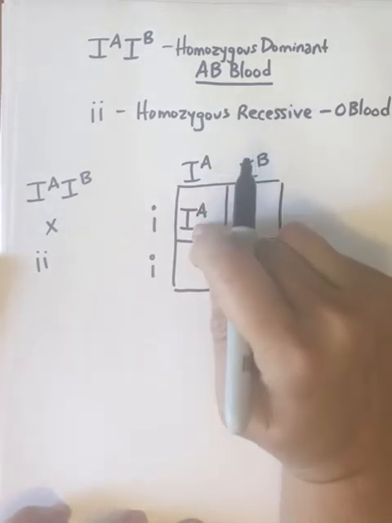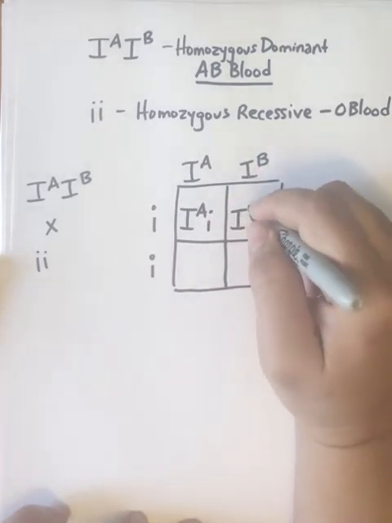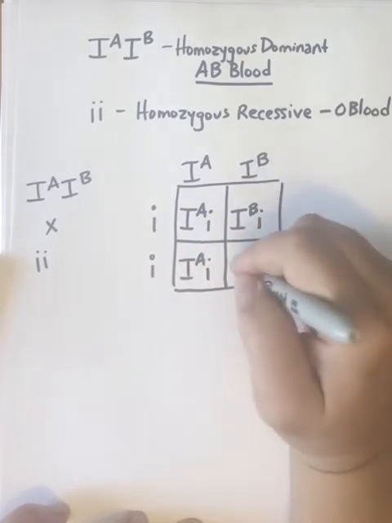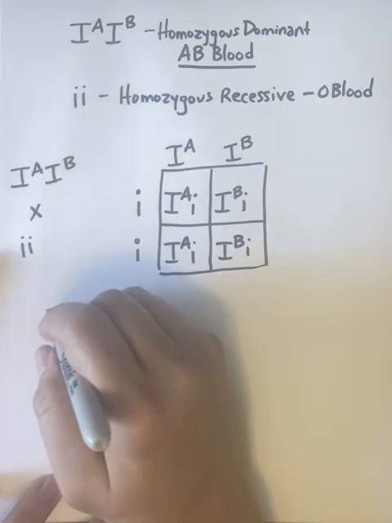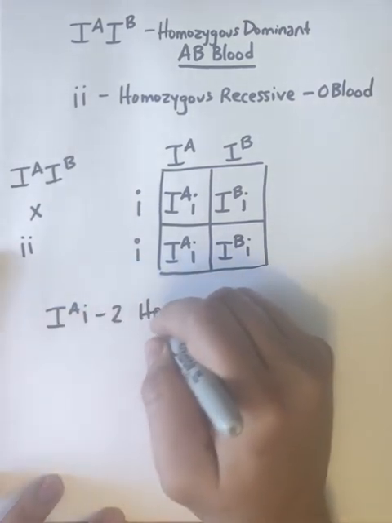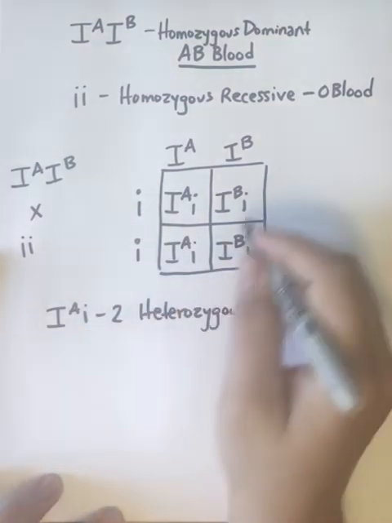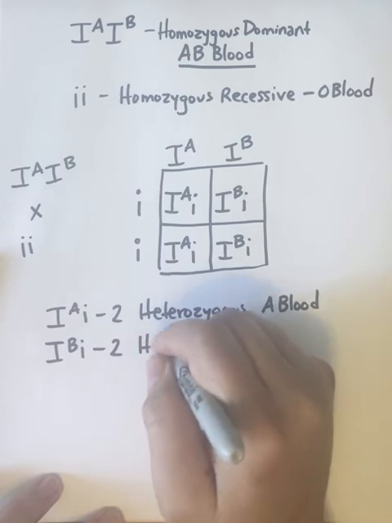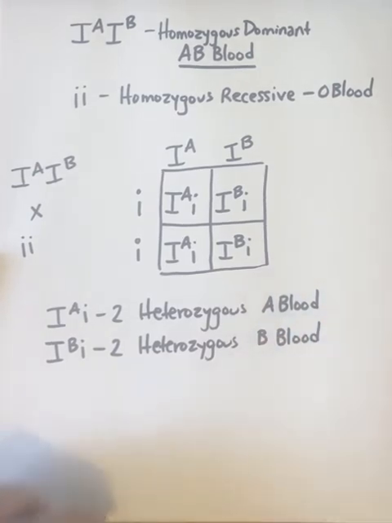So, the first child would get a large I from me and a little I from whoever I have a baby with. Or they can get a large I and a B and a little I, an A and a little I, and a big B and a little I. So if asked what are my possible genotypes of my kids, two of them would be heterozygous. The phenotype would be A blood. However, two of them could get the B protein attached to the I, and two would be heterozygous B blood.